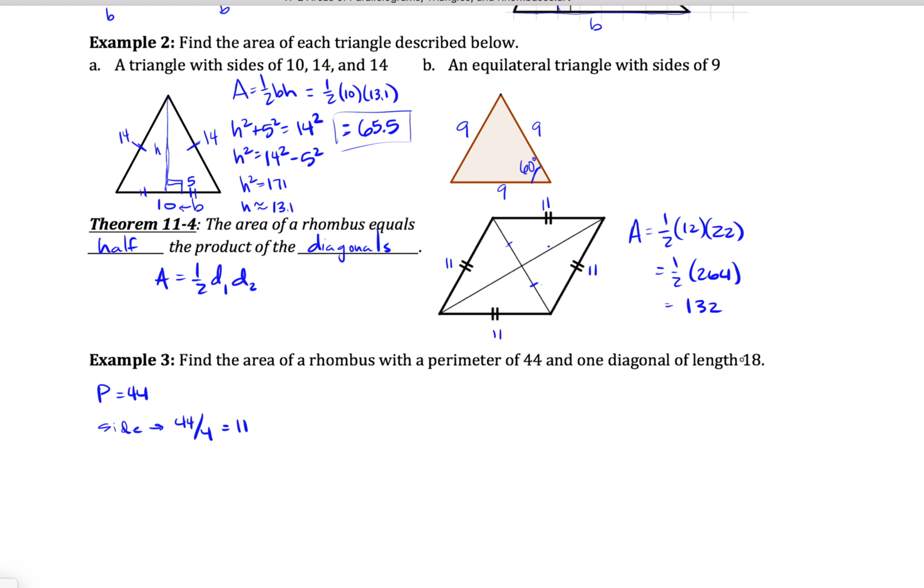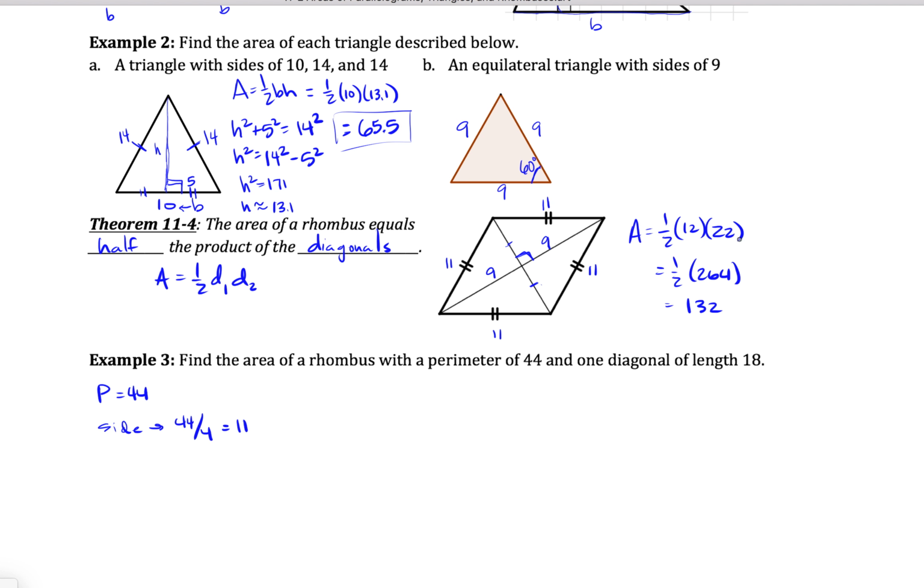One of the diagonals has a length of 18. So let's use that as the longer diagonal in this picture. And if that's 18, that means that this part of it's 9 and this part of it's 9. Now, I know that the diagonals of a rhombus are going to be perpendicular. It's something I learned a few chapters ago, right?